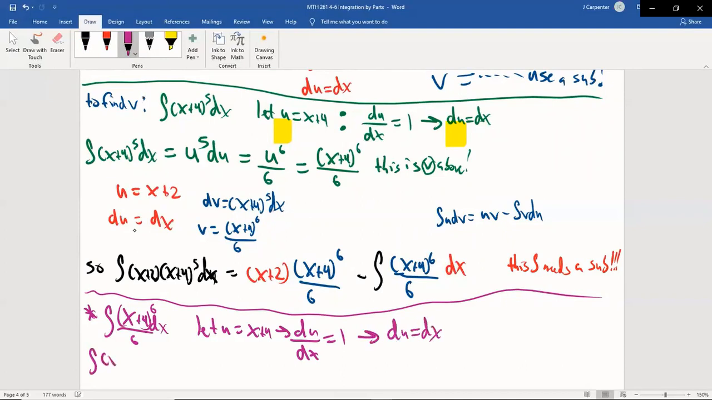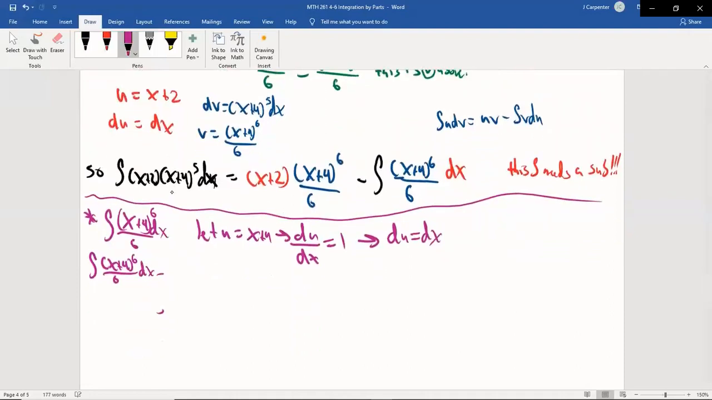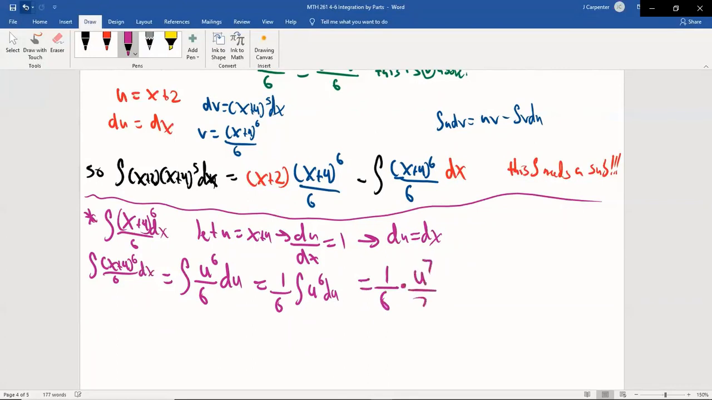So the integral becomes, all right, the x plus 4 is now a u, so that's u to the 6th over 6. The dx is now a du. We can just bring the 6 out in front if we like. Again, you don't have to. The integral of u to the 6th du with a 1/6 in front. You can leave the 6 in the bottom and just know it doesn't affect you. Then you can straight up power rule this. That's u to the 7th over 7. So that's 1 over 6 times u to the 7th over 7.